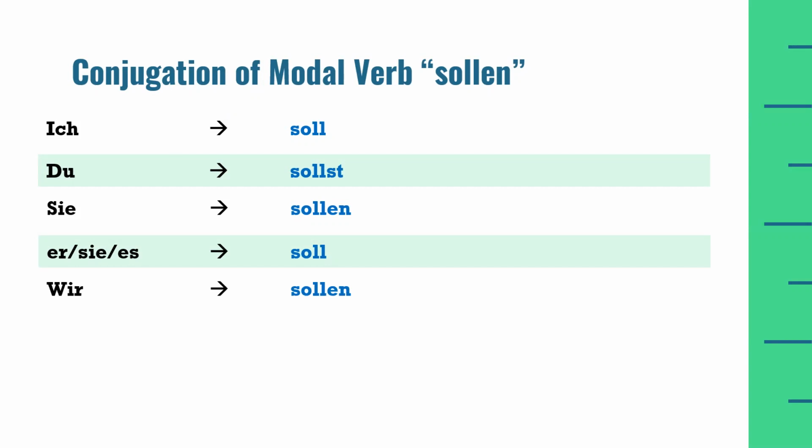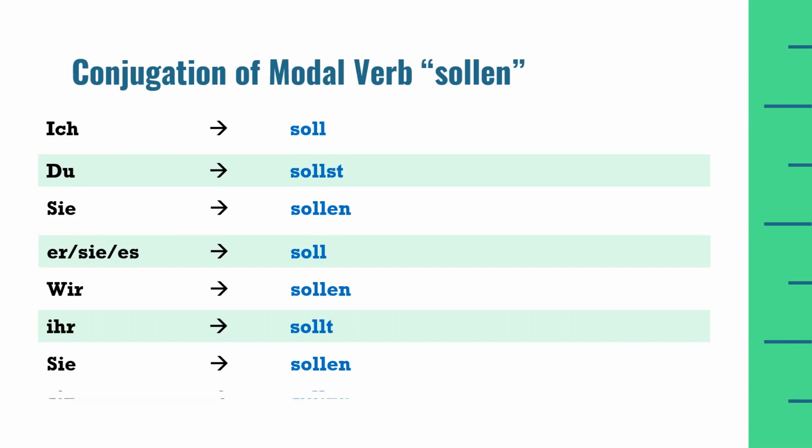If the subject of the sentence is wir, which means we, sollen will remain sollen. If the subject is ihr, which means second person plural informal, you people, sollen becomes sollt. For second person plural in a formal way, Sie, you people again, sollen will remain sollen. Third person plural sie, which means they, sollen will remain sollen.